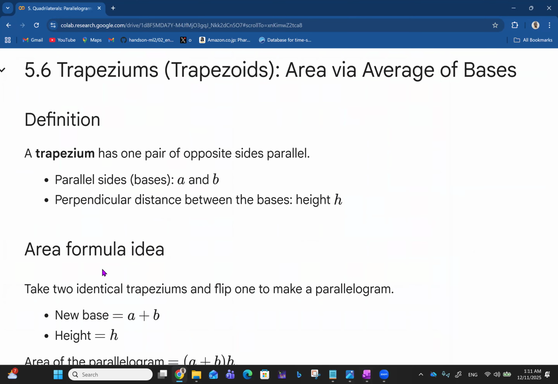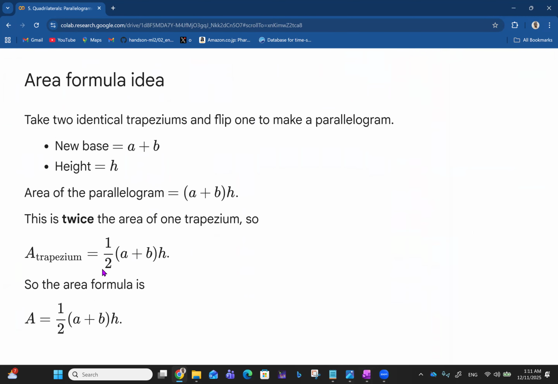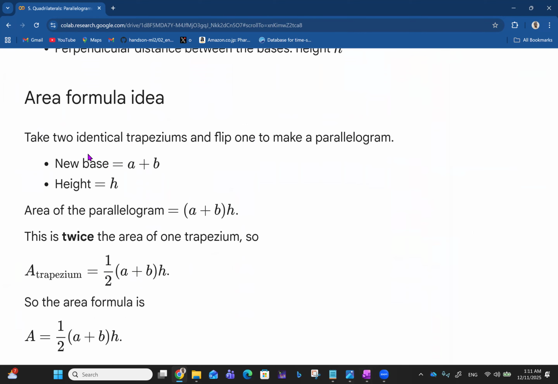So with that in place, we can now derive the area formula. Here, we take two identical trapeziums and flip one to make a parallelogram. So the new base is A plus B, and the height is H. The area of the parallelogram is A plus B times H. This is twice the area of one trapezium. So the area of a trapezium is 1 over 2 times A plus B times the height.